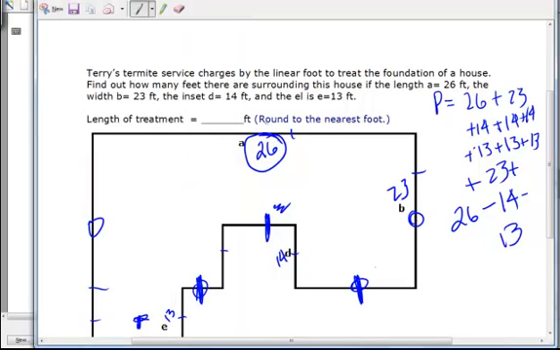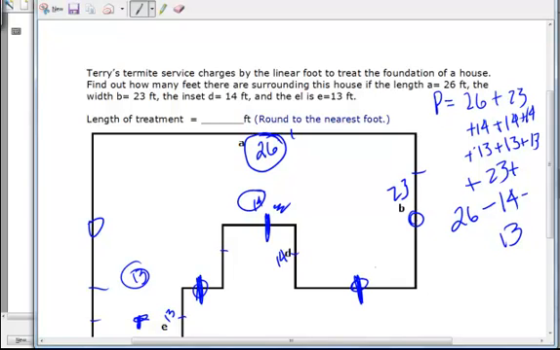I just thought of something. This can't possibly be 26, because if this is 14 here, and this is 13 here, that already adds up to 27. So I shouldn't have had that side be 26. But anyway, you can see how the calculation would work out.